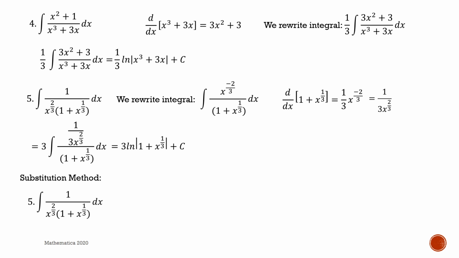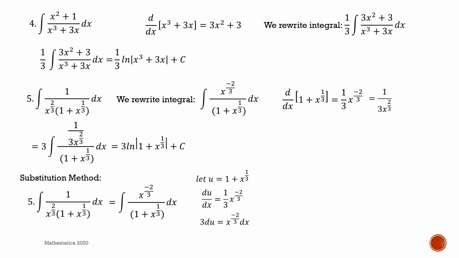So once again, same problem. I'm going to rewrite it because I want a quotient. Remember what we want. We want u prime over u. And therefore, what I'm going to do is I'm going to let u equal to 1 plus x to the 1/3. I'm going to take the derivative and therefore end up with du dx is equal to 1/3 x to the negative 2/3.